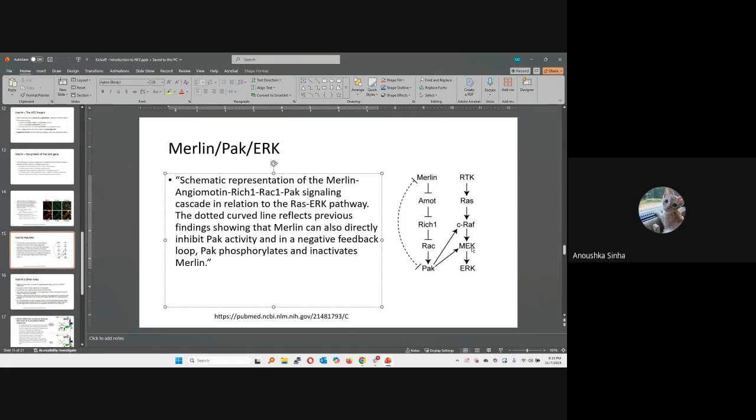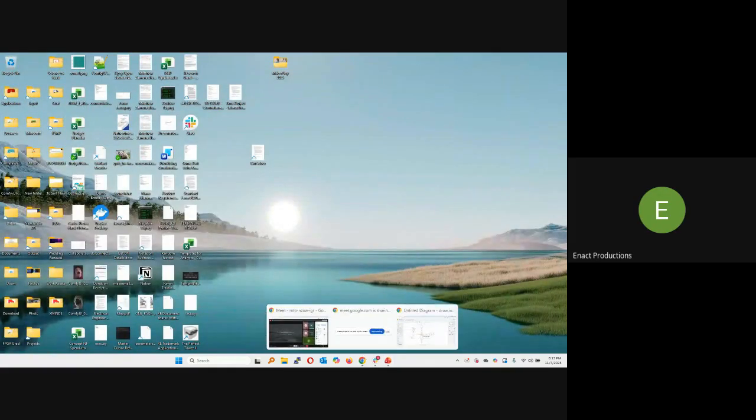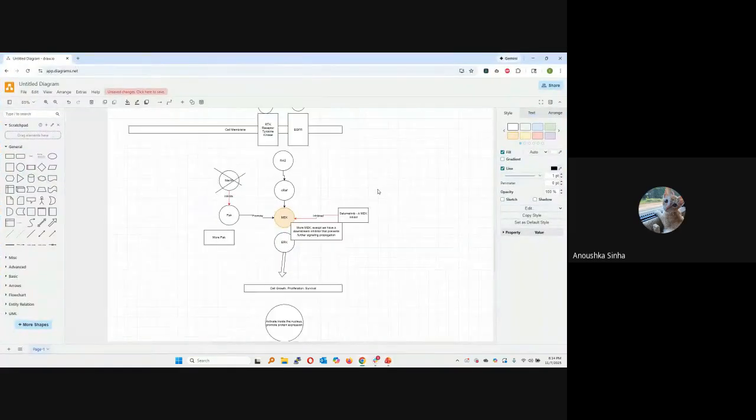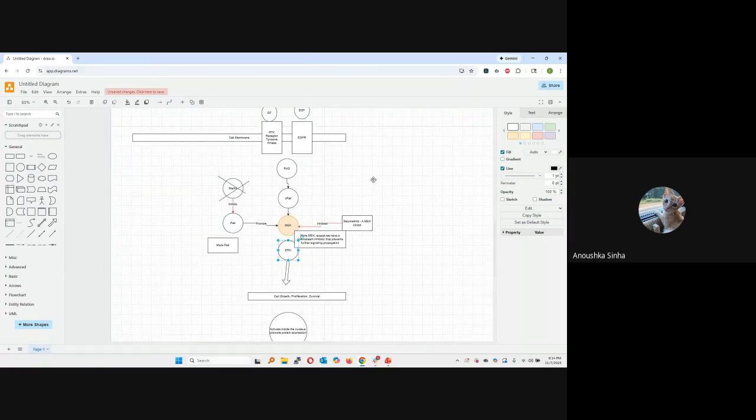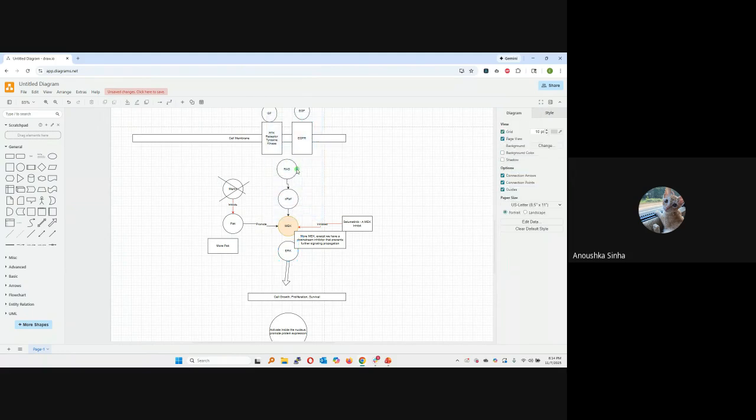Go ahead, Anushka. Can you go back to the diagram that you were showing us? Yes, here it is. I think you asked me if you introduce the EGF, the growth factor, I just wasn't sure where that comes into play.